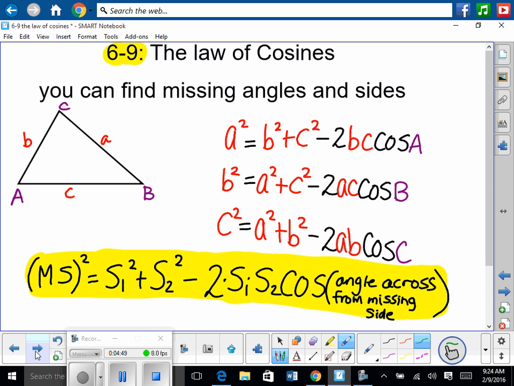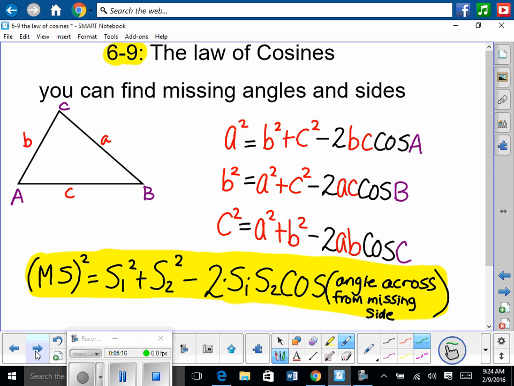So, if we're trying to find a missing side, I put MS for missing side. So missing side squared is equal to one of the sides given squared plus the other side given squared minus 2 times side 1 times side 2 times cosine of the angle across from the missing side. So they correspond. If this is the missing side, then the cosine of the angle across from the missing side, the extremes will go hand in hand here.